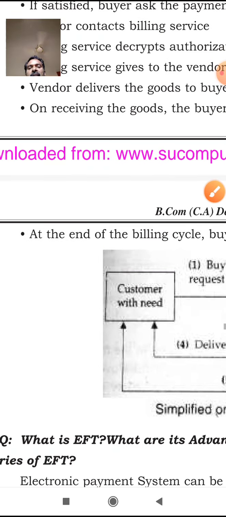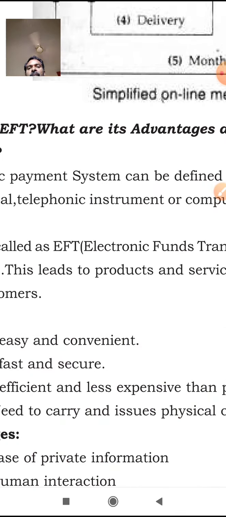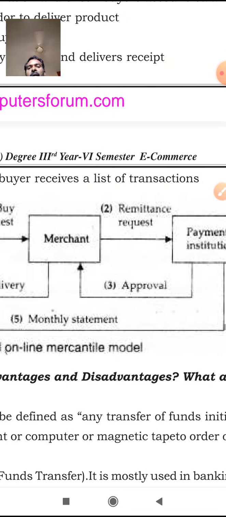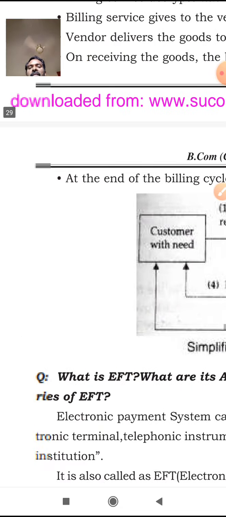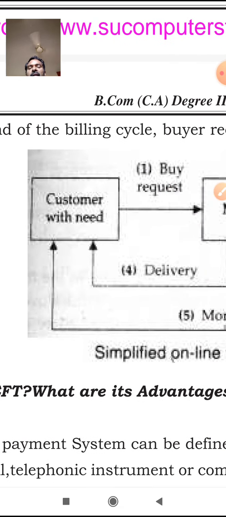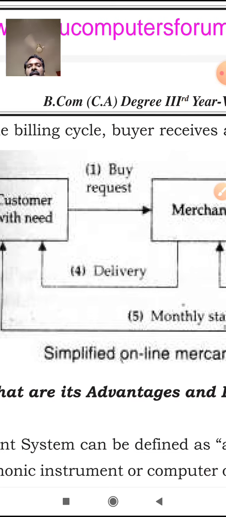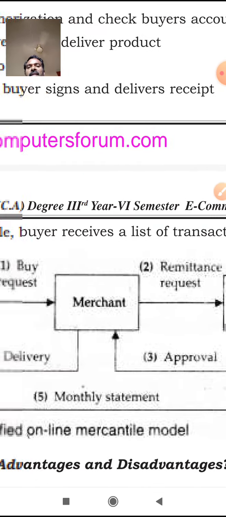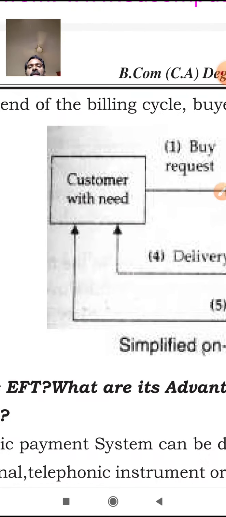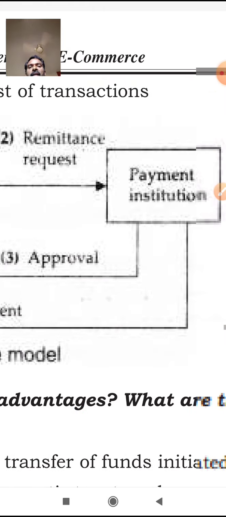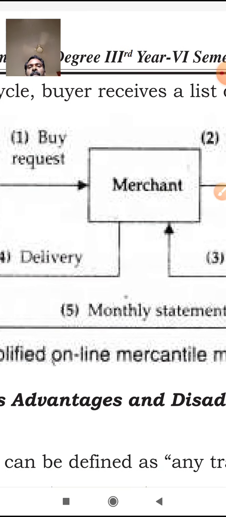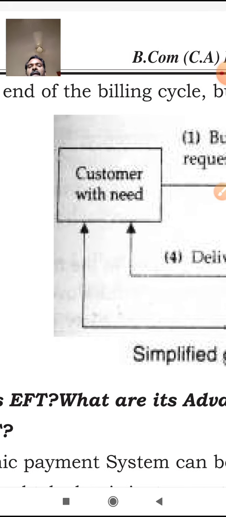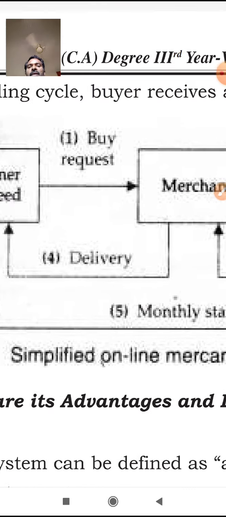At the end, in the billing cycle, the buyer receives a list of transactions. When the buyer and vendor transactions are completed, at last the billing cycle gives the buyer a list of transactions, showing which items are taken. Like that, the transactions go on.